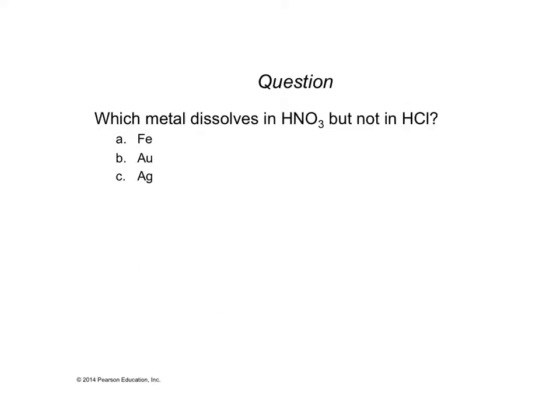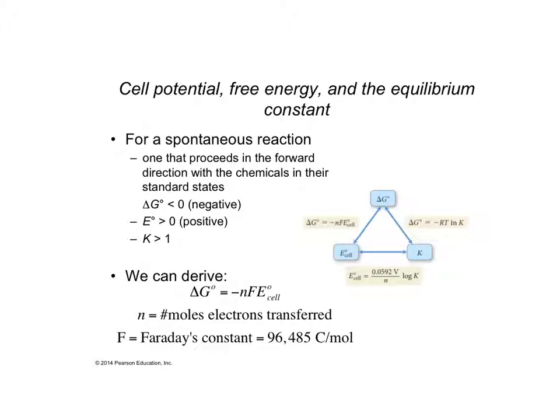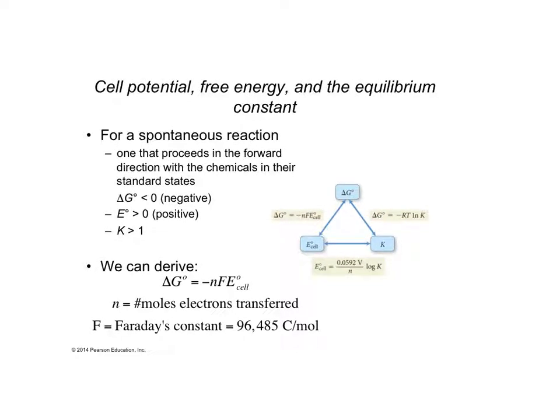This question is about metals dissolving in acids, and we're going to move on to the relationship between cell potential, which is what we've been talking about, Gibbs free energy, and the equilibrium constant. We have talked about Gibbs free energy. What does it tell us about a chemical reaction? Whether or not something is spontaneous. So if we have a spontaneous reaction, what is the sign for delta G? It's negative. Now, with respect to our new cell potential, for a spontaneous process, what is the sign for the cell potential? Positive.